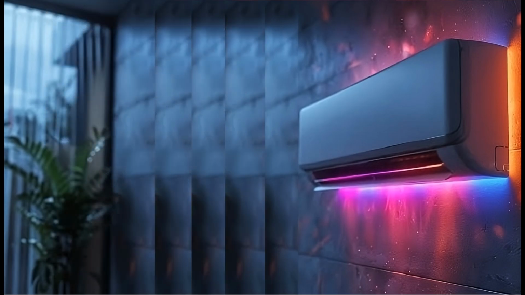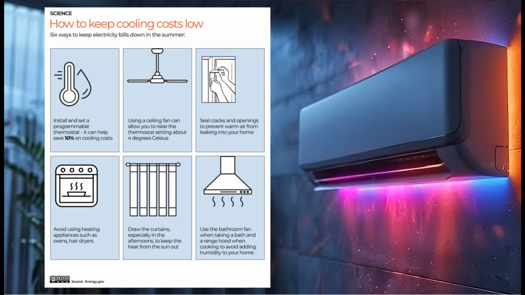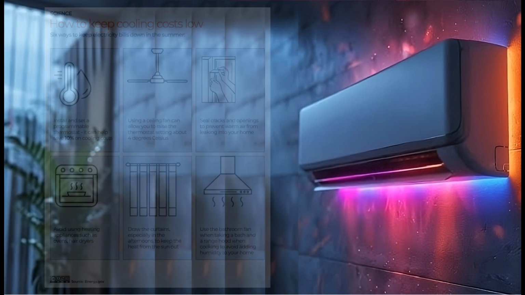How to reduce air conditioner energy use. Install and set a programmable thermostat. Using a ceiling fan can allow you to raise the thermostat temperature by about 4 degrees. Seal cracks and openings to prevent warm air leaking into the room. Avoid using heat appliances. Draw the curtains to reduce the sun's heat. Use exhaust fans to expel heat when using kitchen cookers or having warm baths.